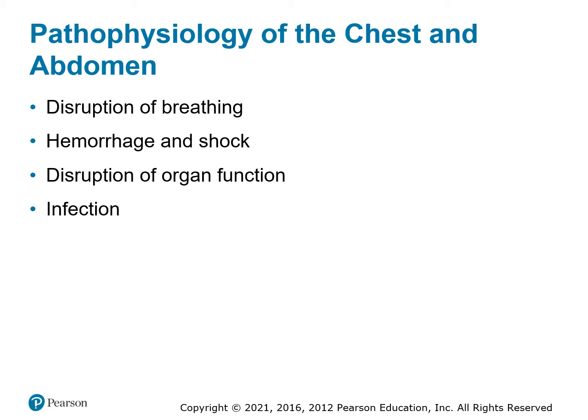Now, when we're thinking about chest and abdominal trauma, we can kind of divide these into three categories, and then a fourth category that's more of a delayed response, but it's still significant enough to understand. Those three categories are going to be disruption of breathing, and that's going to be when a trauma occurs to the chest, and the immediate concern is breathing.